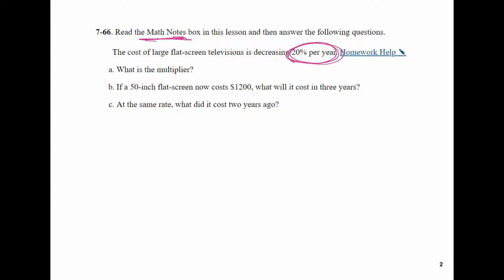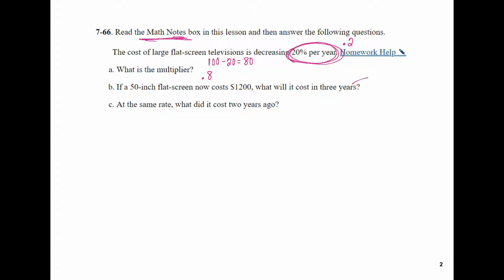So when it asks us to find the multiplier, the first thing we need to do is change 20% into a decimal, which is 0.2. So if we take 100% of the television and decrease it by 20%, we are left with 80. So our multiplier, written as a decimal, is 0.8. If a 50-inch flat screen now costs $1,200, what will it cost in 3 years?